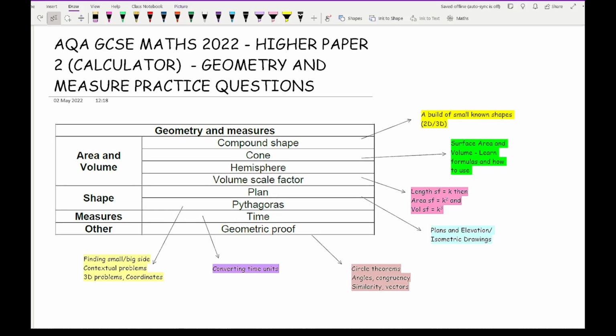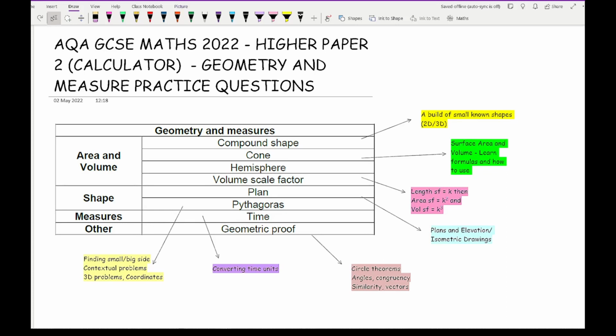hemisphere. Now, with regards to formulas of these, because they are classed as higher level sort of shapes, most likely you are going to be given the formula for the cone and the for a sphere. Hemisphere, not so much. All you've just got to remember is that a hemisphere is half a sphere.